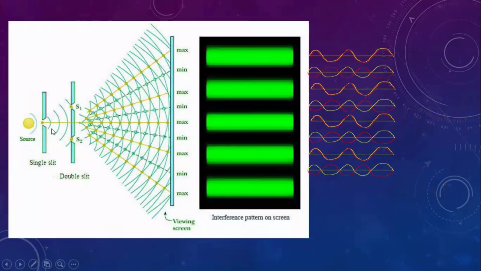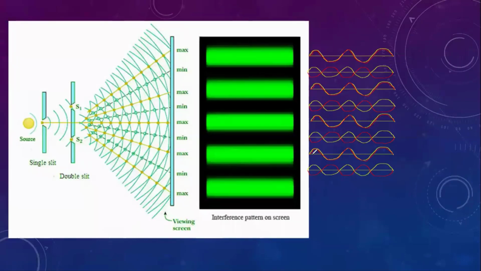Let's see in brief. One source passes through two slits, S1 and S2. These two act like secondary sources and produce bright, dark, bright, dark, bright, dark fringes like this. So this is what is called Young's double slit experiment. That's what Young observed.